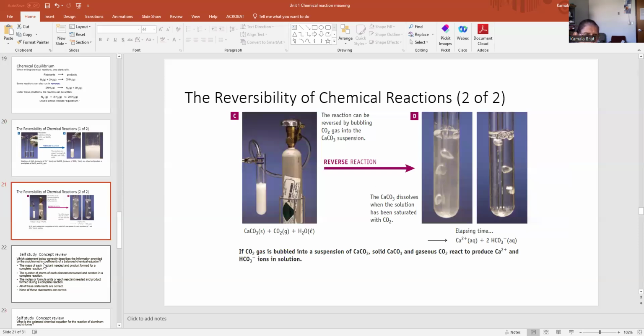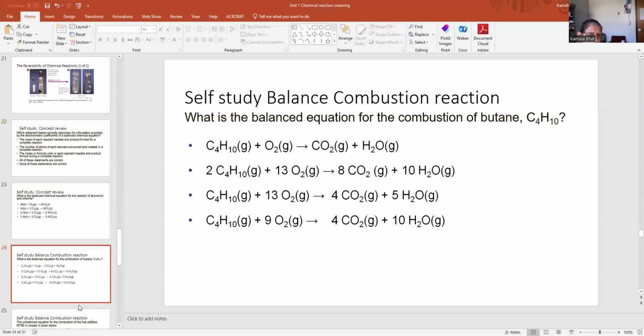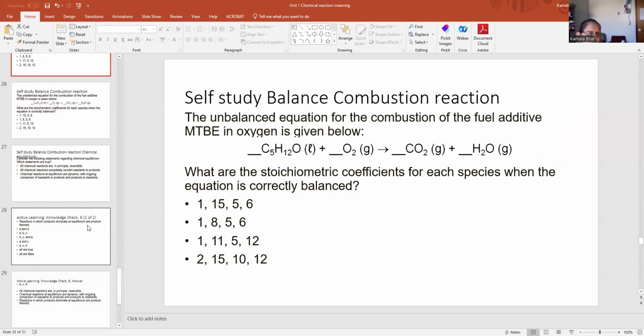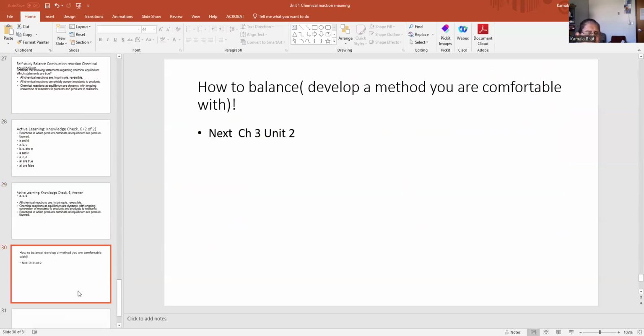And now you again have a set of self-study questions. Please go through each self-study question in order to ensure that you understand the concept of dynamic equilibrium and how to balance a reaction. And with that, I'm going to stop the presentation.